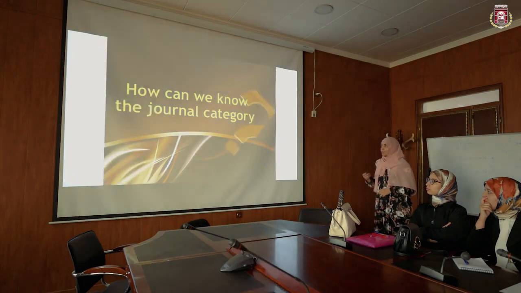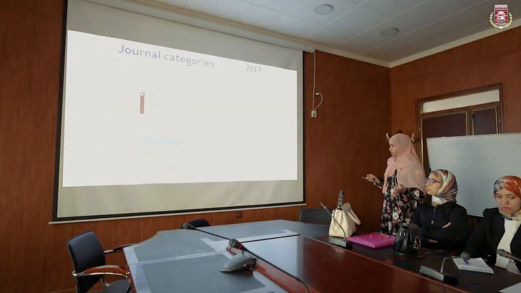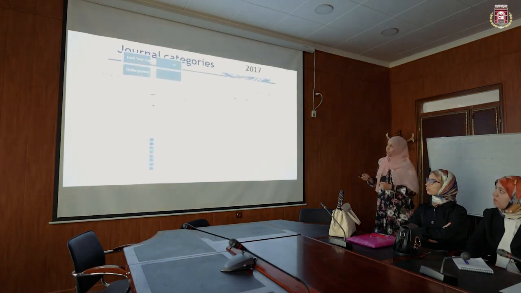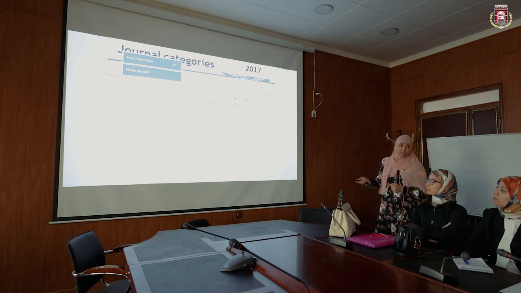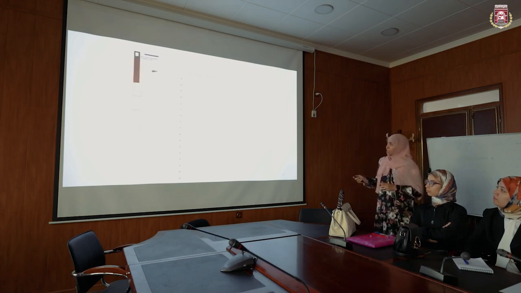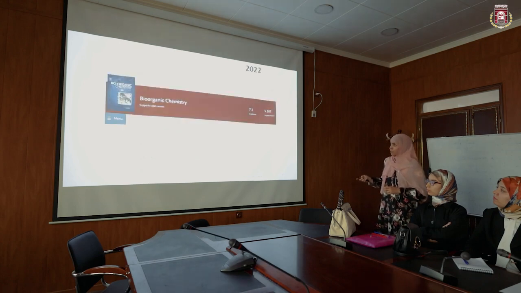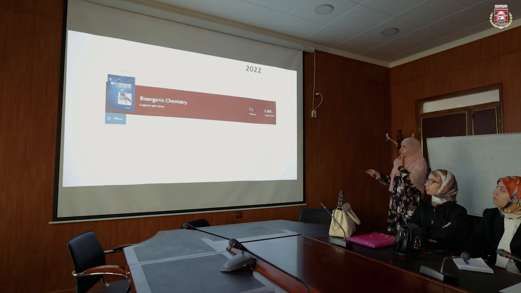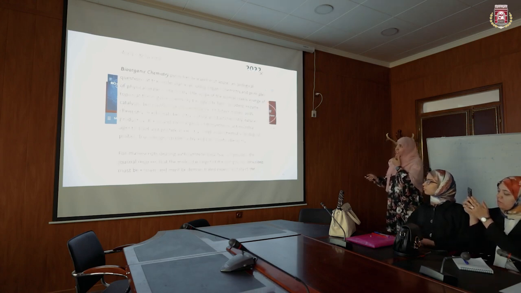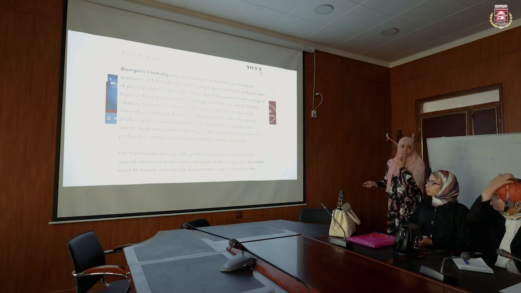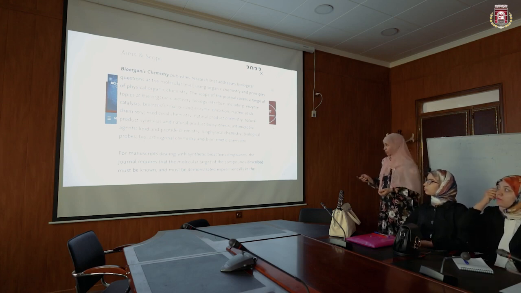Okay. How can we know the journal category? We have different tips to check. For example, here we have the impact factor, SCImago journal rank, all of this. We should search for Scopus, for example, indexed in Scopus, and Clarivate or Science Citation. So, for example, this journal has an impact factor of 5.3. This is the aims and scope of the journal. We should read it to decide if we can submit our paper or not.